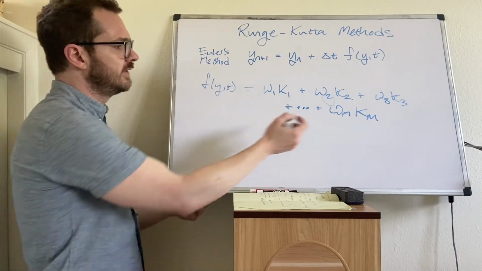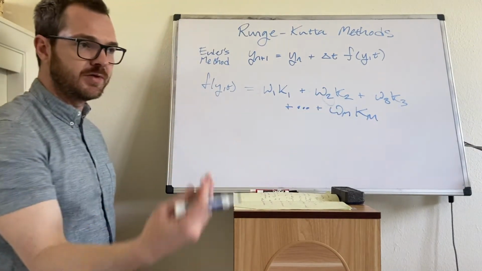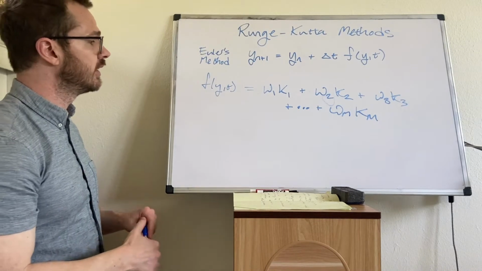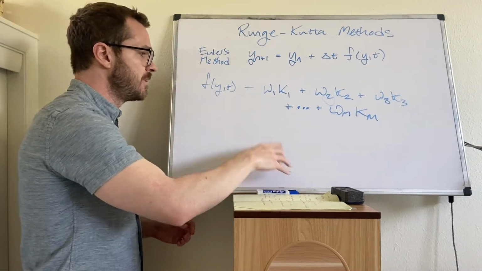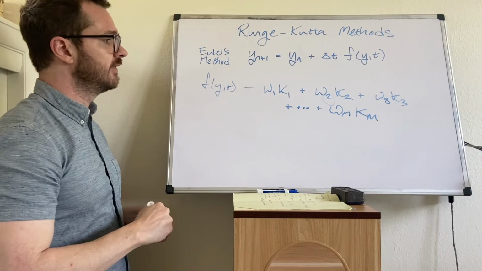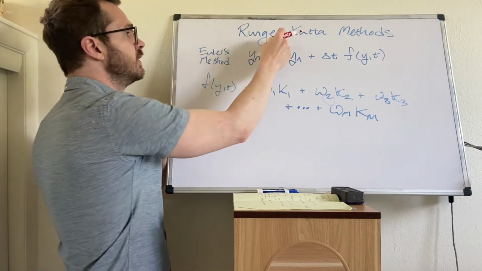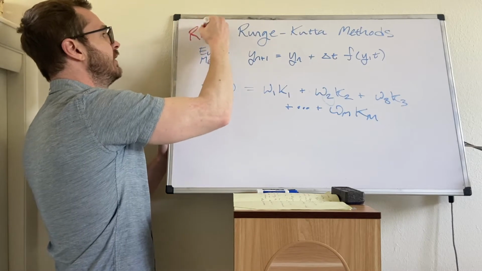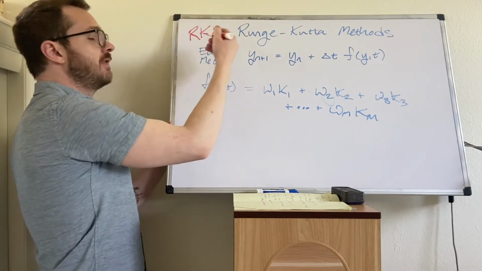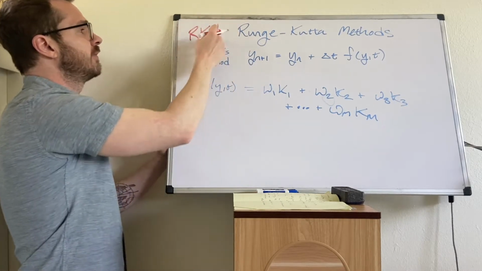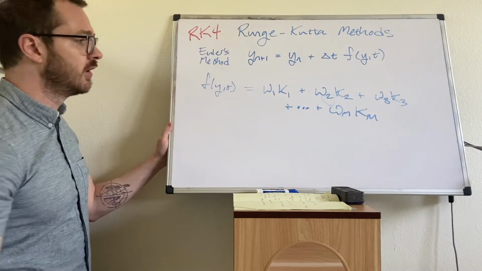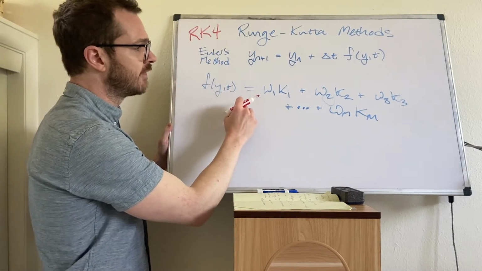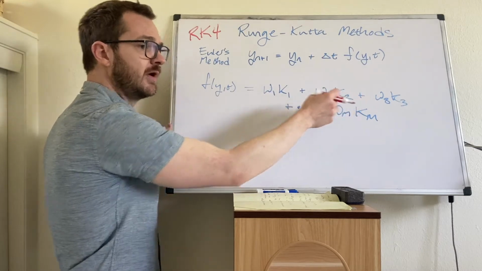Now, what is the m? M is simply the number of terms in your weighted average. Usually when we talk about Runge-Kutta methods, we talk about RK, as they call them, and then there's a number. Today, for example, we're going to do an RK4, which means that when we do our weighted average, there are going to be 4 terms in our series.